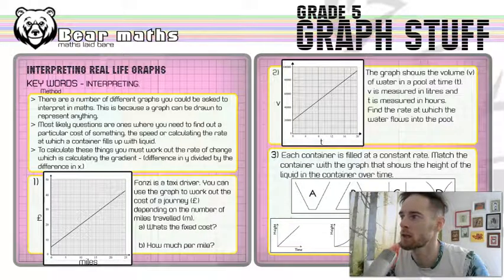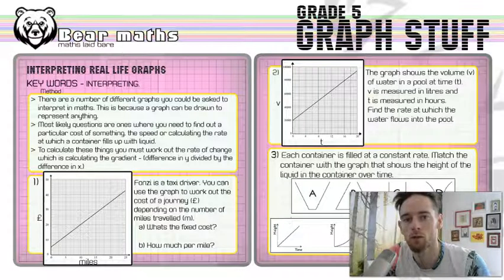The most likely questions are ones where you're going to need to find out the particular cost of something, or the speed of it, or how quickly something fills up. And to calculate those things, it's all the same thing. It's working out the gradient of the line, how steep the line is. And I've done a separate video on that. This is just using it in a contextual real life graph problem.